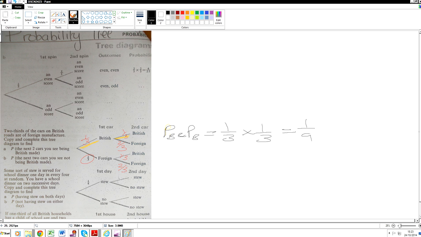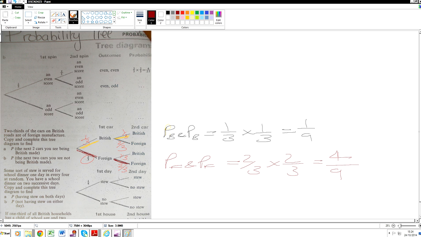Because the next two cars you see not being British made. So what does that mean, not being British made? What is it referring to in the diagram? Foreign. Okay. Alright, let's have a look. So I'm looking at this path here, followed by this path. So the probability of foreign and the probability of foreign is equal to 2/3 times 2/3, which is equal to 4/9.